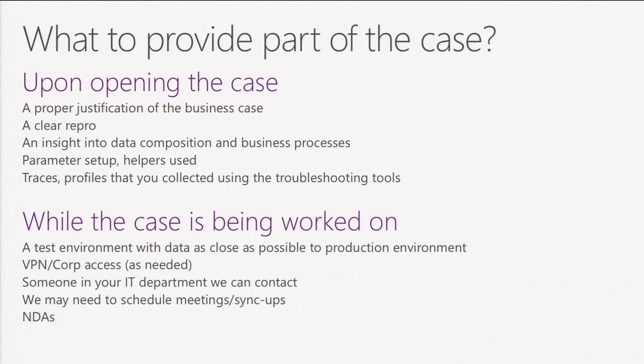What to provide as part of the case? Upon opening the case, we need a proper justification of the business case, meaning that you cannot say you are configured to order and you have hundreds of BOMs and deep BOM levels, and you want MRP to run in 1 hour. We will ask, okay, why? Then we need a clear repro. We need an insight into the data composition and the business processes you're running. We will need to understand your parameter setup, so all those out-of-the-box things that I mentioned. We will need to know how many helpers you have used. If you have used the tools that Dennis showed, we need the traces and the profiles that you collected.